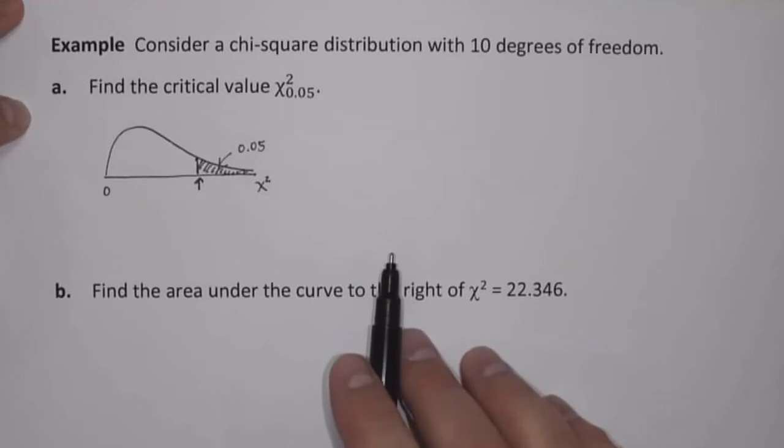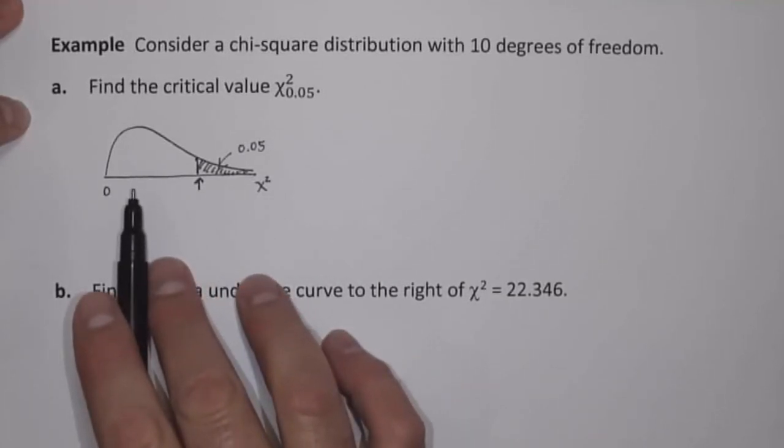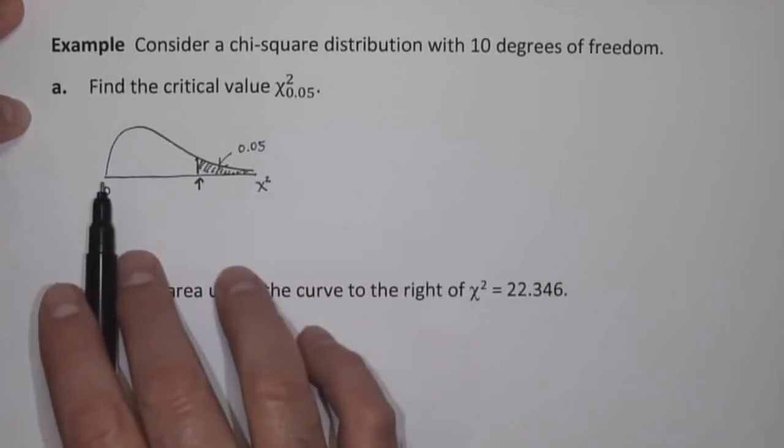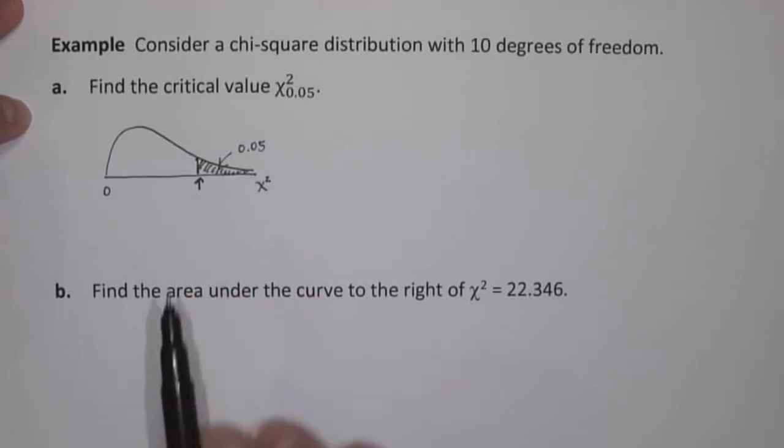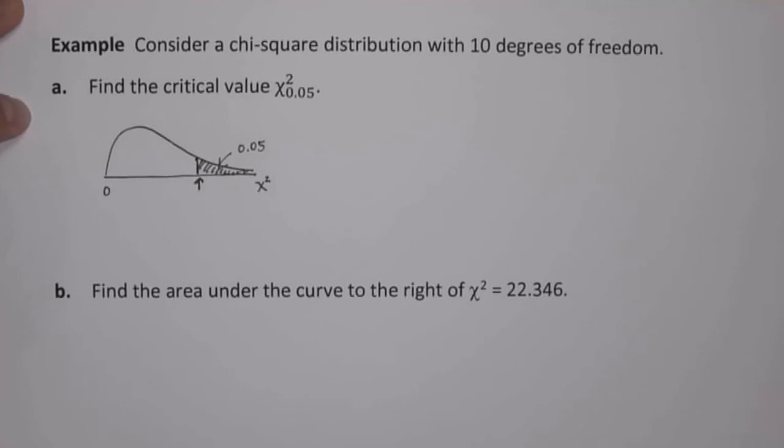So this works a lot like when we were using the normal distribution and a lot like when we're using the t distribution. We just have a chi-square distribution. So how are we going to go about figuring out what that critical value is? Well, we have a table in the back of the book that we can use for this, and we have a chi-square calculator in StatCrunch that we can use for this.